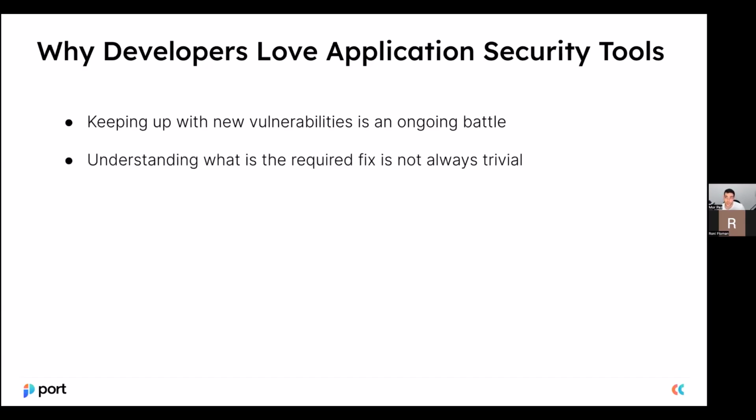Another reason that developers love application security tools is they help you understand what is the required fix, which is not always trivial. So dependencies is not just about updating the package to the latest version. It can have a blast radius, it can cause some regressions, and that vulnerable dependency might be some peer dependency or something that your package relies on, but it's not a direct dependency of your project. So understanding that and understanding the exact impact and how to approach it is not so trivial, and application security tools help us with that.